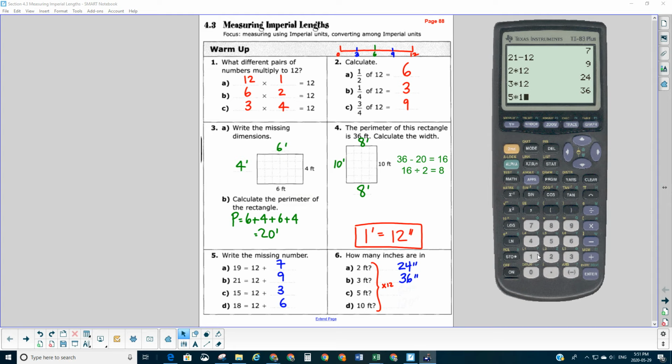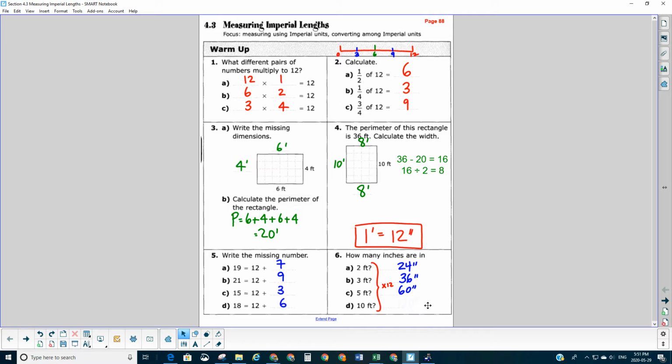5 times 12 is 60. Again, there, 5 times 10 is 50. 5 times 2 is 10. And we get 60 in total. And then this one, I think we can do 10 times 12 is 120 inches. Okay, so that's just a little warm up with some math numbers and that sort of stuff, which will be helpful when we're going off and measuring lengths.